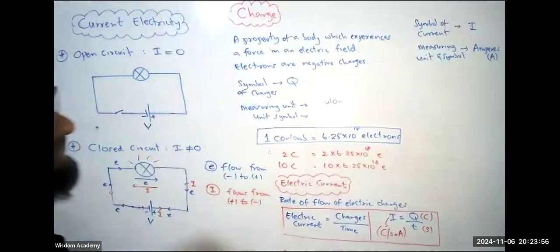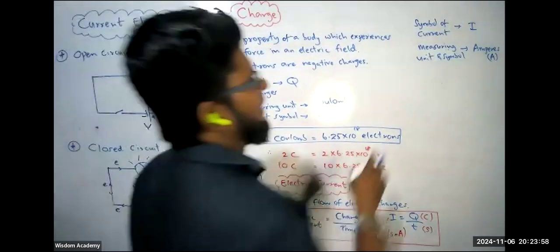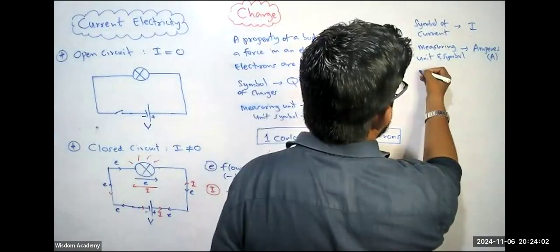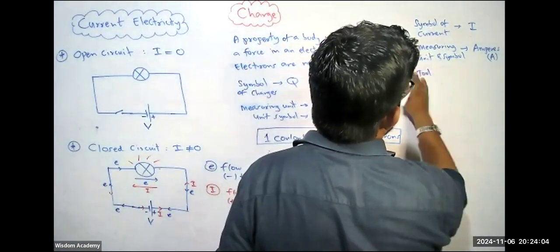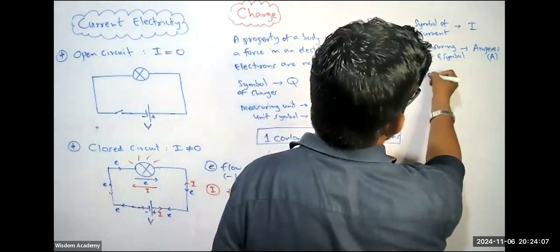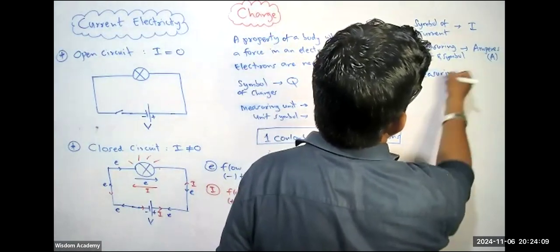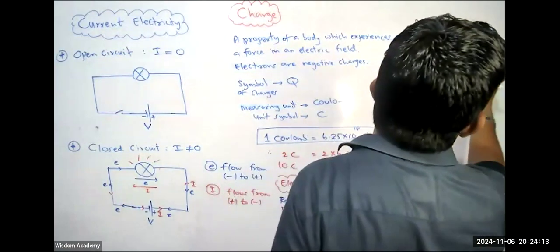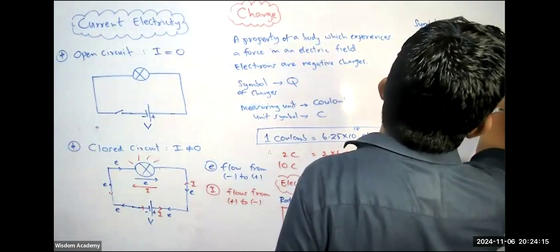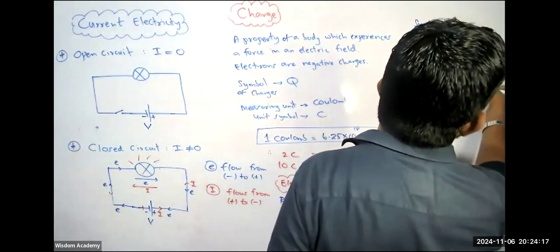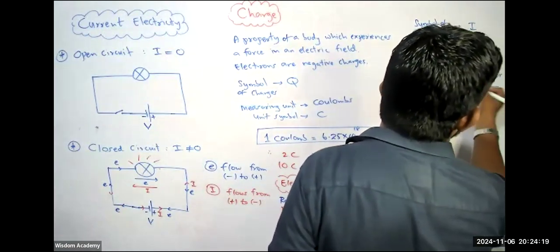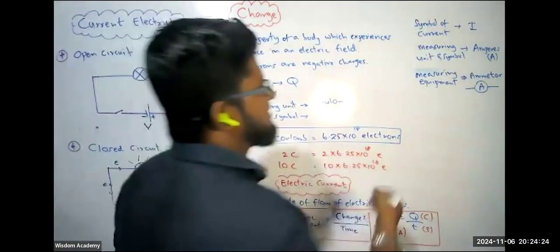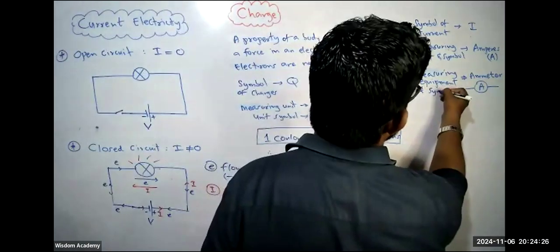The symbol of amperes is capital A. We are using an equipment to measure this. What is the measuring equipment? Measuring equipment is called an ammeter. And the symbol of ammeter is this. So everyone has a symbol, equipment and the symbol.